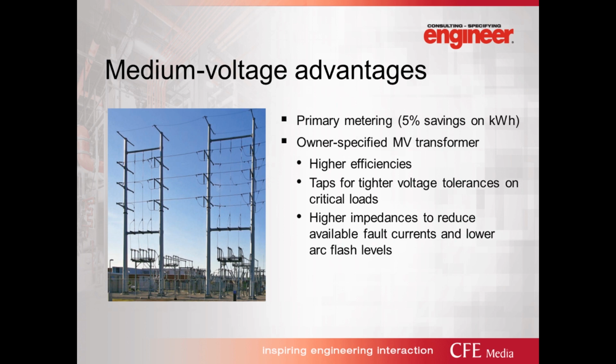Some other advantages of medium voltage: you get a discount on the metering, usually about 5% per kilowatt hour. Because you're specifying the transformer, you can also specify higher efficiency transformers. You can have more taps to give voltage tolerances to the critical load, to try to get it closer to the 480. And another thing, from a fault current or short circuit standpoint, you can specify a transformer with higher impedance. Instead of 4 or 5%, you can get a transformer with 8% impedance, which really cuts down on the short circuit current, which will cut down on your arc flash levels.